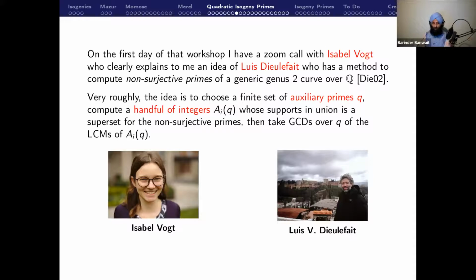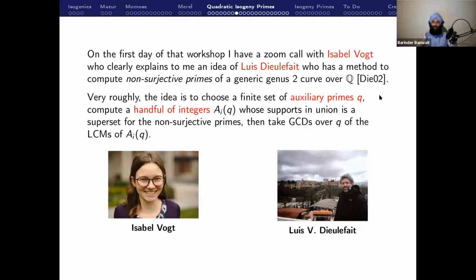Okay, and then you do it for another auxiliary prime and another one. You do it for 10 auxiliary primes. And then you take the GCD of the resulting integers. That is still a superset for the set you're interested in. And the reason for taking 10 rather than just 2 is because you have more divisibility conditions. So you have this sieving going on, and you can end up with a fairly tight superset of what you're interested in.